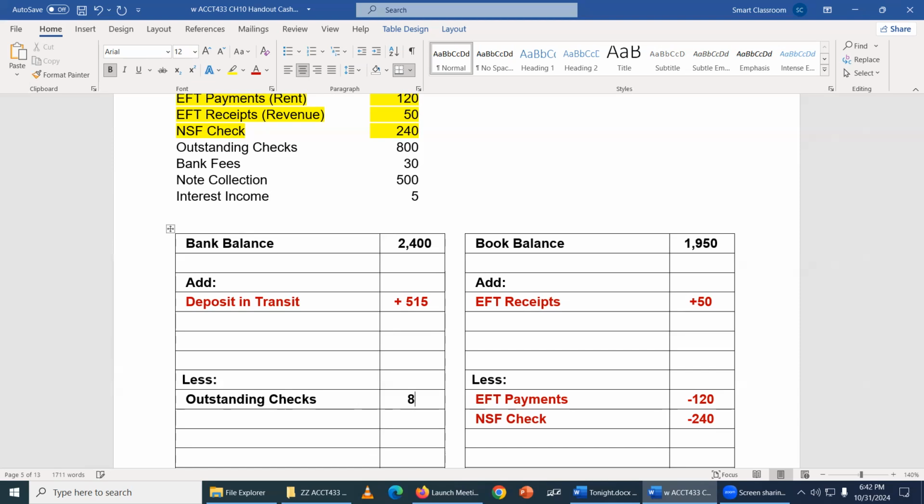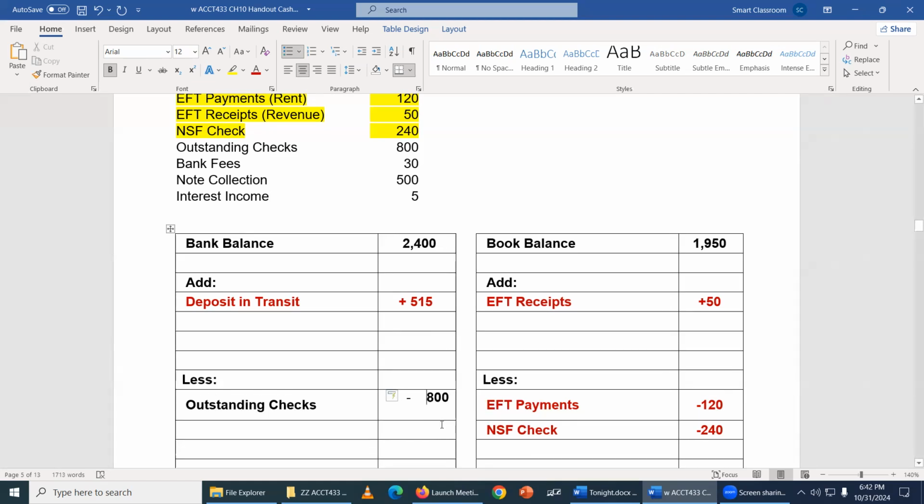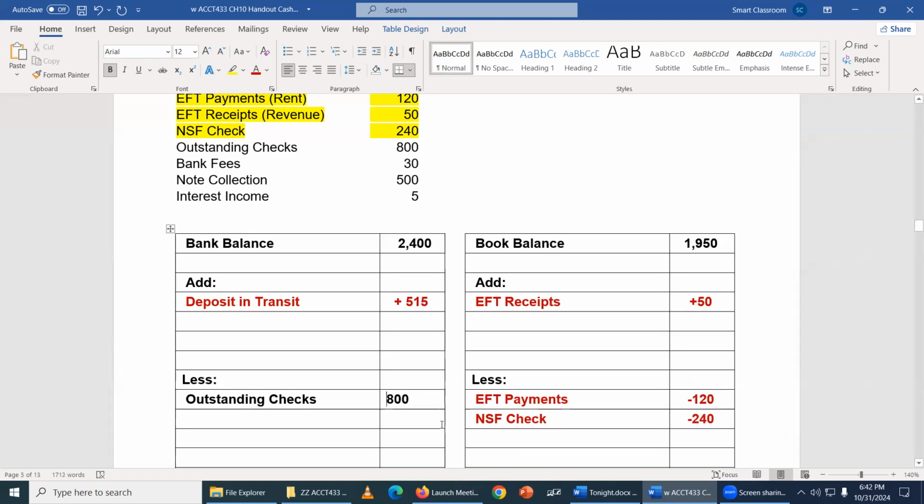800, plus or minus? Minus. Okay, so we're done through outstanding checks.